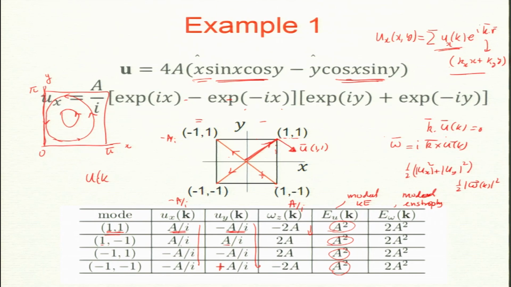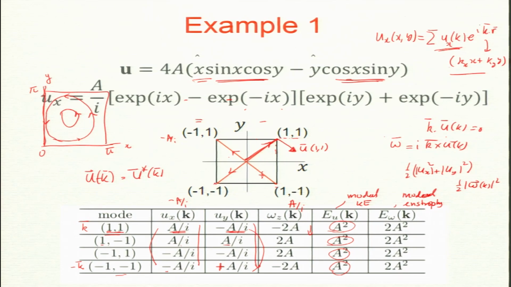u of minus k is u star of k. So, this is minus k, right. If this is k, this should be minus k. For this, it must be the complex conjugate of u of k. So, it means complex conjugate for both the components. This is indeed the complex conjugate of this, and this is also the complex conjugate.